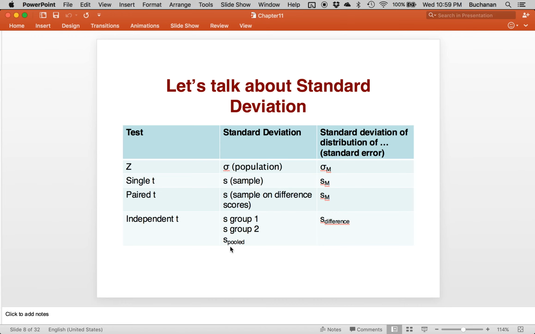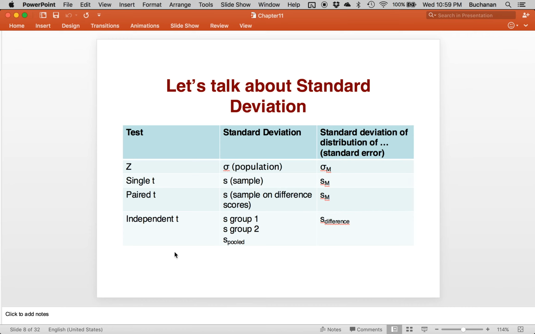The other thing that we really covered, and did more of today in class, was talking about standard deviation. So in a z-test, standard deviation is given to you. And then standard error is calculated by taking the standard deviation and dividing by the square root of n. Okay. In a single sample t-test, standard deviation is calculated based on the sample, and then standard error is standard deviation divided by the square root of n. Okay. In paired t, it's the standard deviation of the difference scores, so you first have to subtract, and then standard deviation divided by the square root of n, very similar theme here.